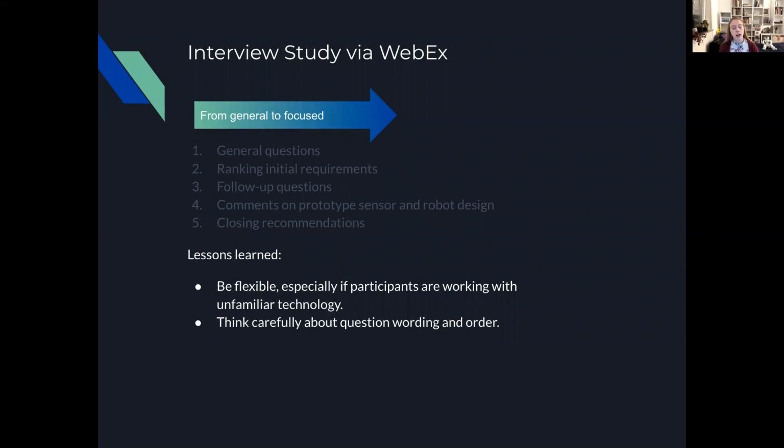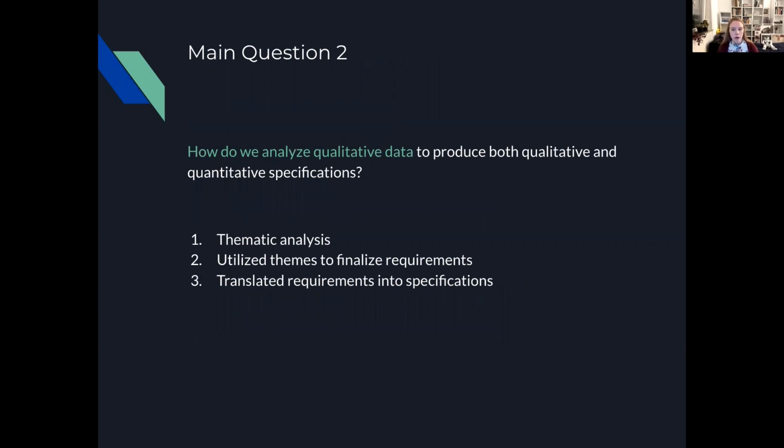And finally, think about your question order. So for example, we showed our prototype tactile sensor at the end to try and avoid biasing the participant. So next, we'll talk about main question number 2, which is how do we analyze this interview data? So I'll talk a little bit about thematic analysis and then how we use thematic analysis to then finalize our qualitative requirements and create quantitative specifications.